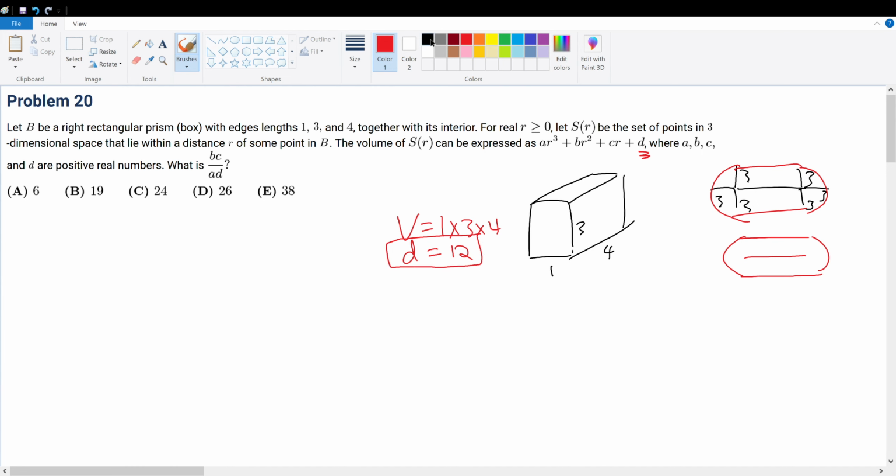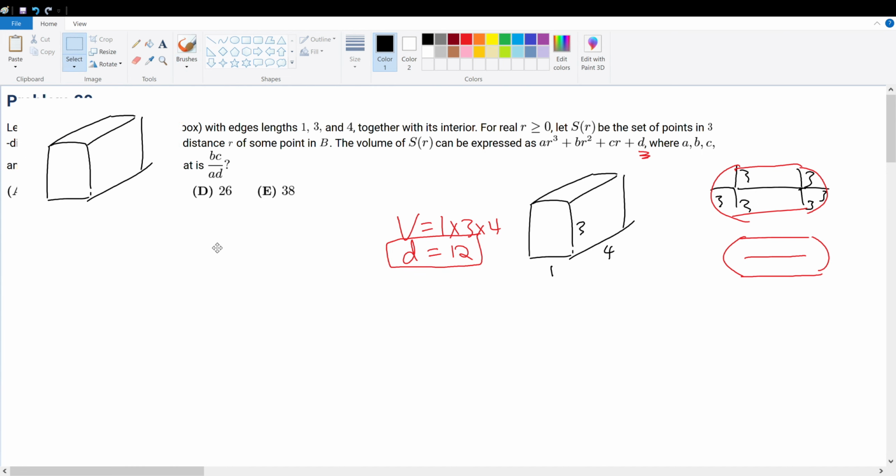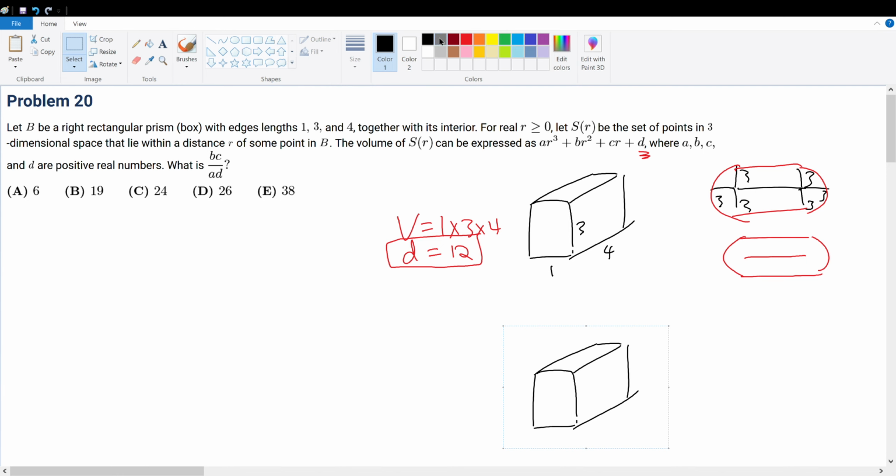Now let's consider the next case. We're going to copy paste this shape down right here. Now let's consider the next part, which is CR. Well, C times R is going to be reminiscent of this shape. It's going to be reminiscent of that's 3, that's 3, not 3, that's going to be R, sorry. This is going to be R, R, R, R. And if we draw out the prism, this volume is going to be within R units of this prism.